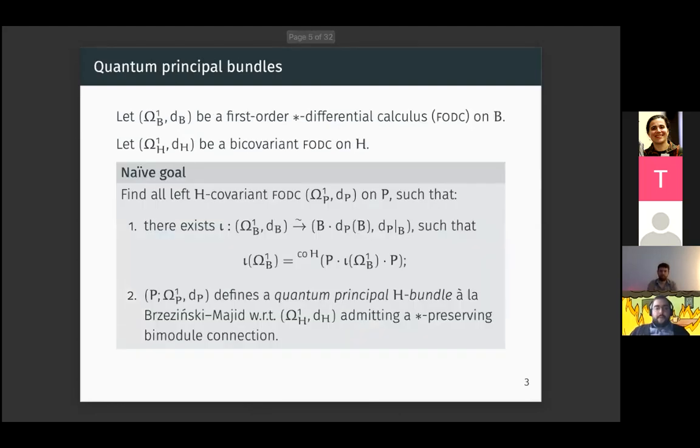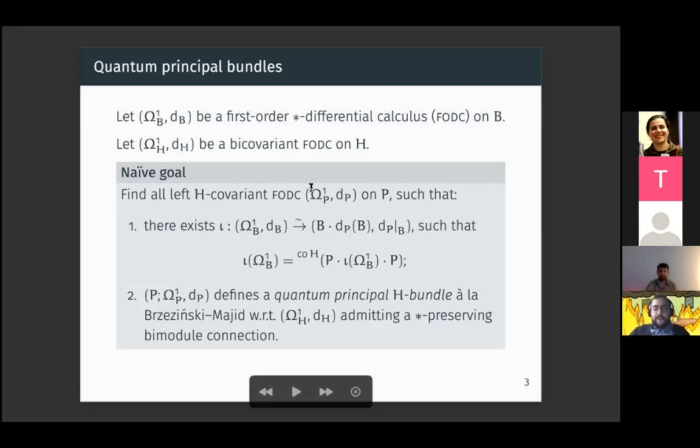So what's the game? Let's fix a differential calculus on the base. Fix a first order star differential calculus on the base. And let's fix a bicovariant first order differential calculus on the structure group. If you have a regular compact Lie group, then this is just the first order de Rham calculus. And so the naive goal is to find all lifts of the calculus on the base to calculi on the total space that satisfy the things you'd want. So what's the naive goal?